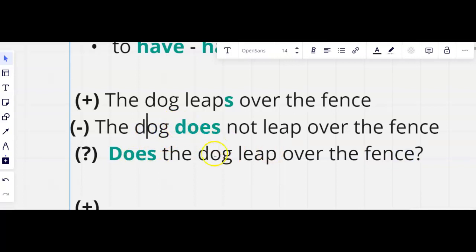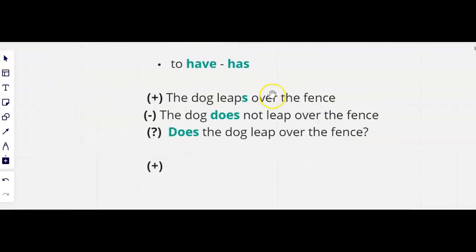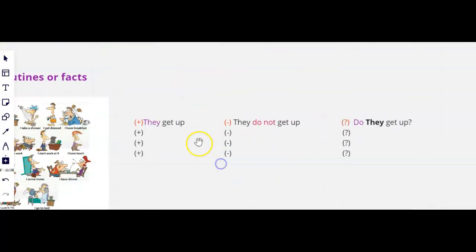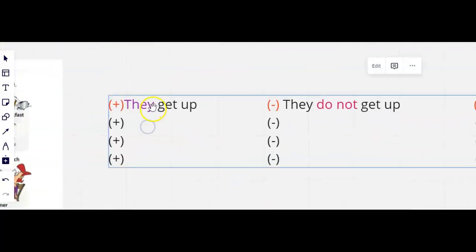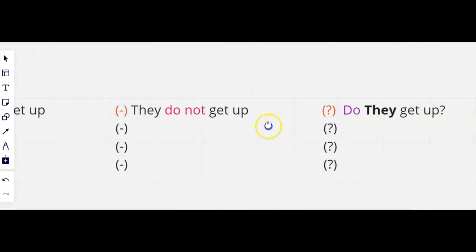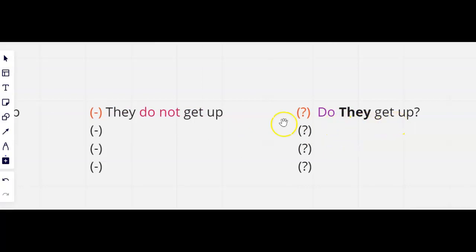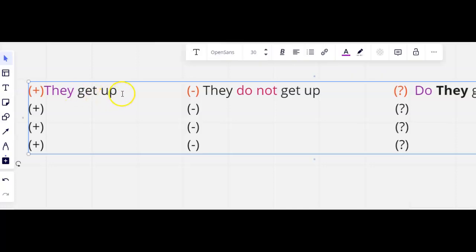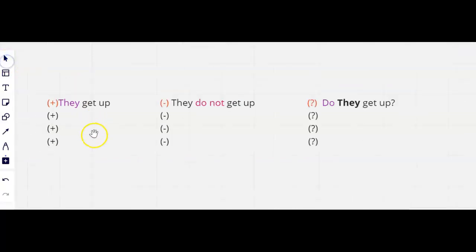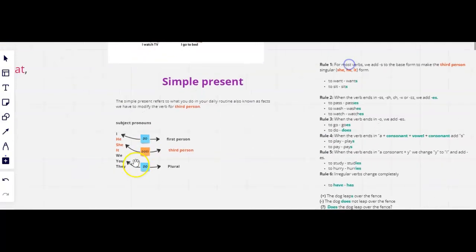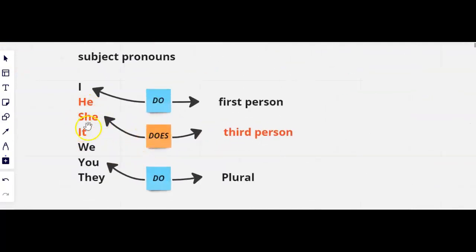Now, to practice a little bit more this part, let's go for some examples. They get up. They do not get up in the negative way, and do they get up? What's happening here? I'm not modifying the verb in the affirmative sentence. Why? Because this is plural. As I mentioned before, you only need to modify the verb in affirmative sentences when we talk about he, she, and it.